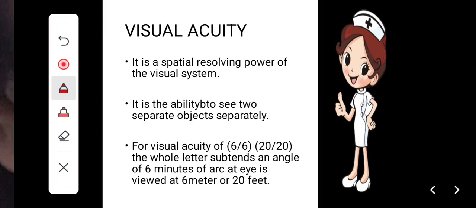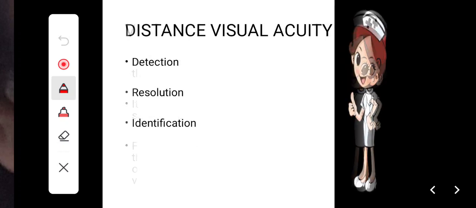For the visual acuity of 6 by 6 or 20 by 20, the whole letter subtends an angle of 6 minutes of arc at the eye, when viewed at 6 meters. So in the case of a chart, each whole letter subtends an angle of 6 minutes of arc at the eye when we view it at 6 meters or 60 feet, on the basis of which we can test the visual acuity of the patient.